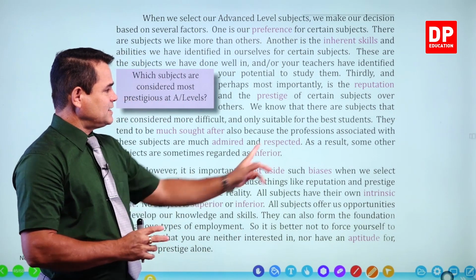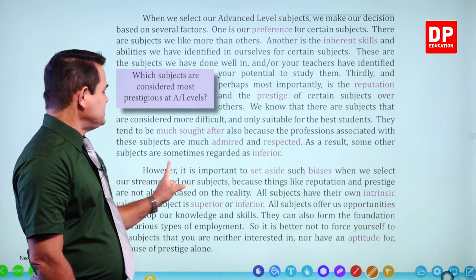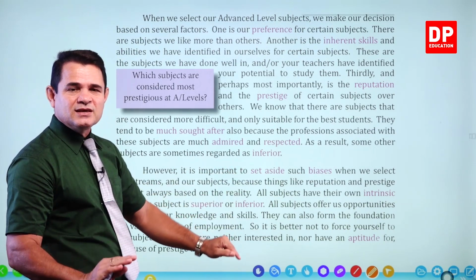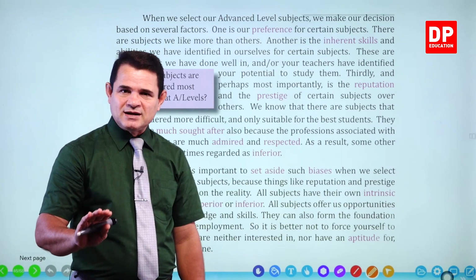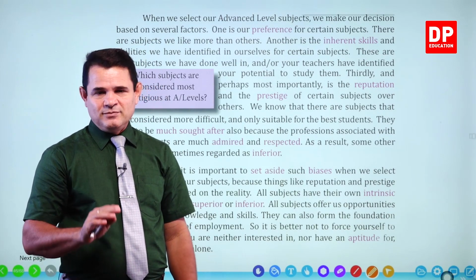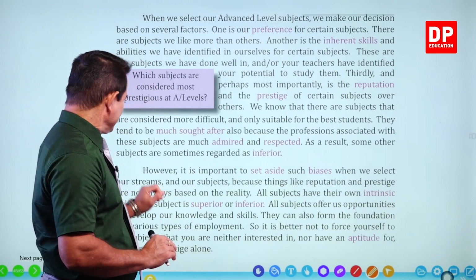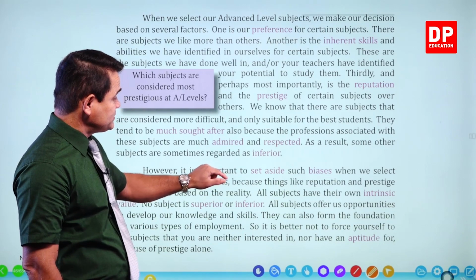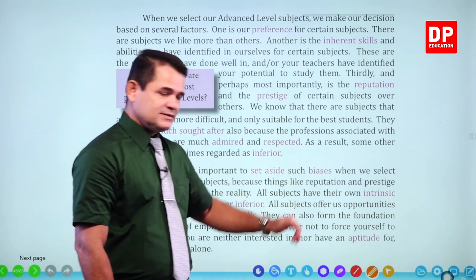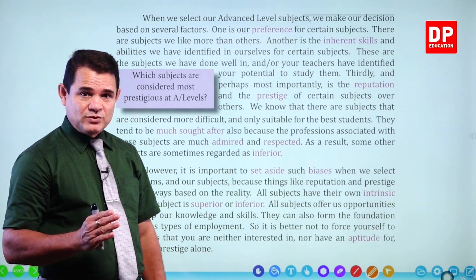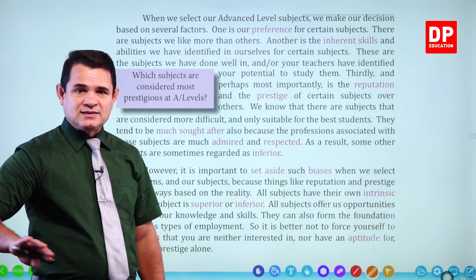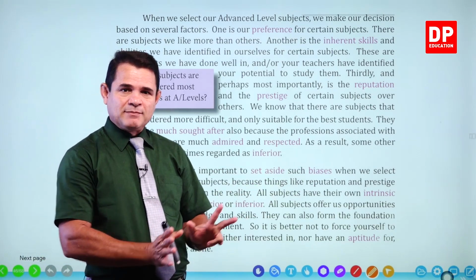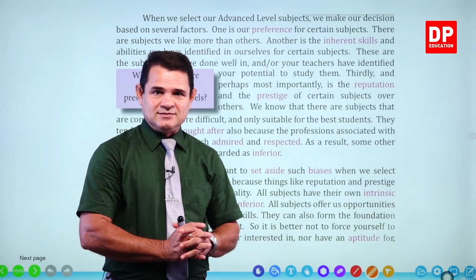Right? So as a result, some subjects are sometimes regarded as inferior, considered less important subjects. However, it is important to set aside such biases. Set aside bias. I told you, bias means thinking and treating things in a way that favors one side.